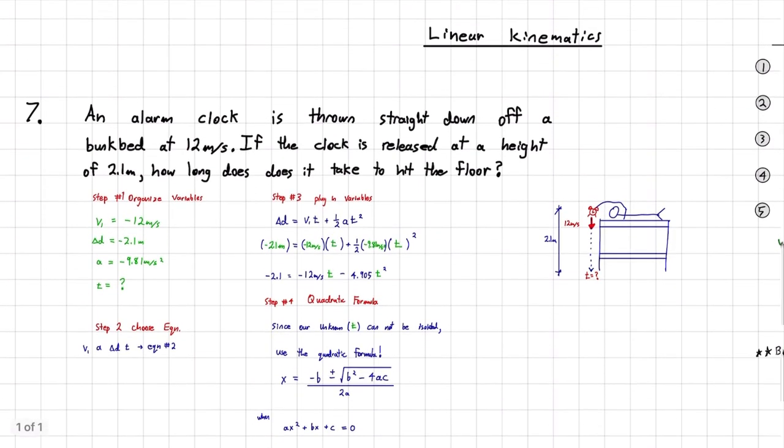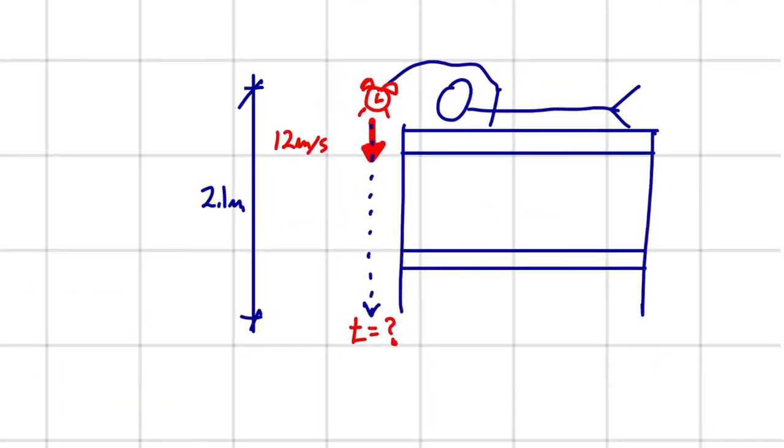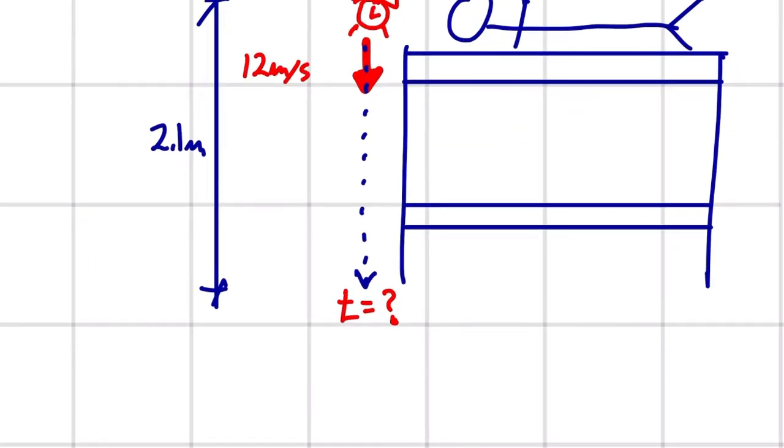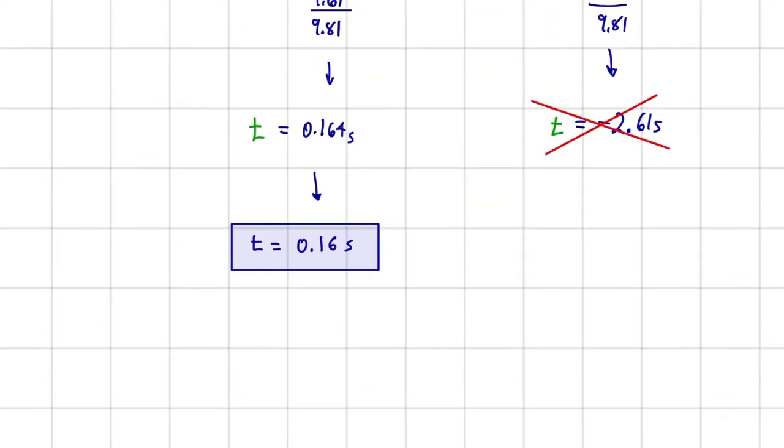Now, just to reiterate what this means: from the time that the alarm clock is released at 12 meters per second, it will hit the ground, which is 2.1 meters below. We have our answer for t now. It'll hit the ground at t equals 0.16 seconds. So we can write that at the bottom as part of our answer.